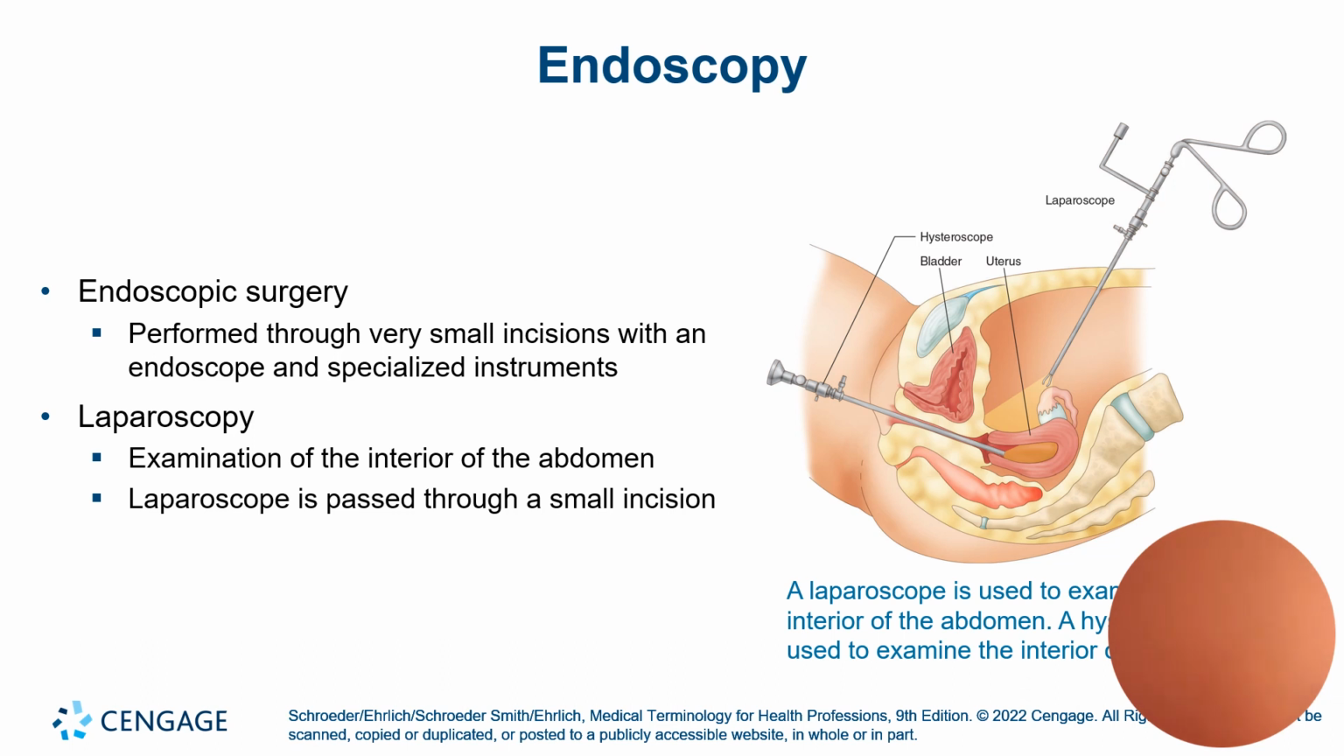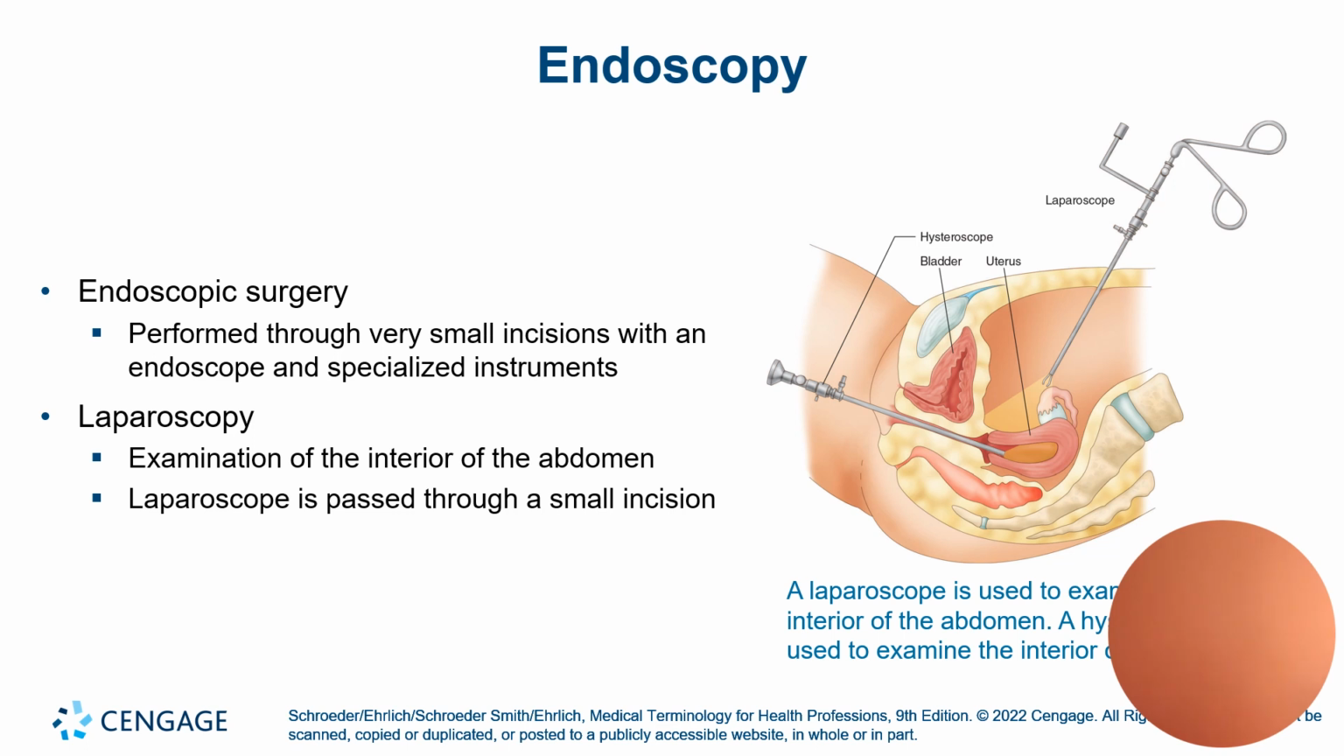There's a couple of surgical procedures that we can do that are not your usual, let's make a large incision and cut the client open. And one of these is an endoscopic surgery, which is performed through very small incisions with an endoscope and specialized instruments. This endoscope is a small flexible tube that has a light and a lens on the end, versus a laparoscopy, which is an examination of the interior of the abdomen. The laparoscope will then be passed through another small incision. These laparoscopic procedures will explore and examine the interior of the abdomen.